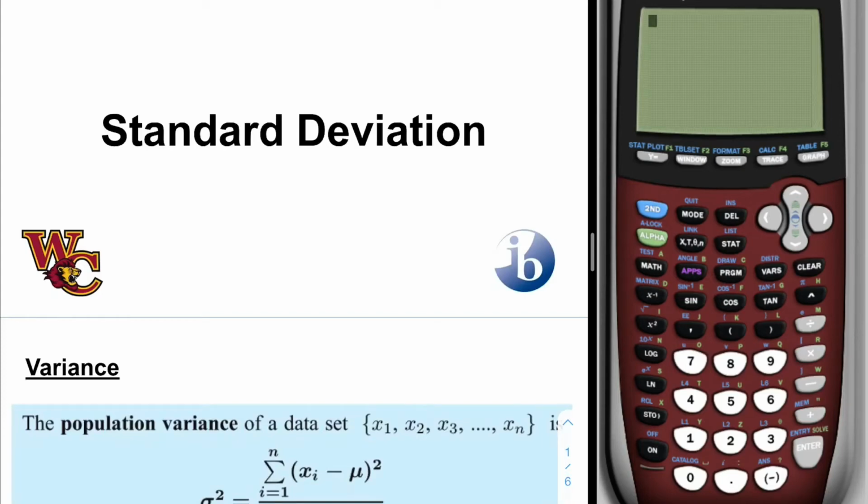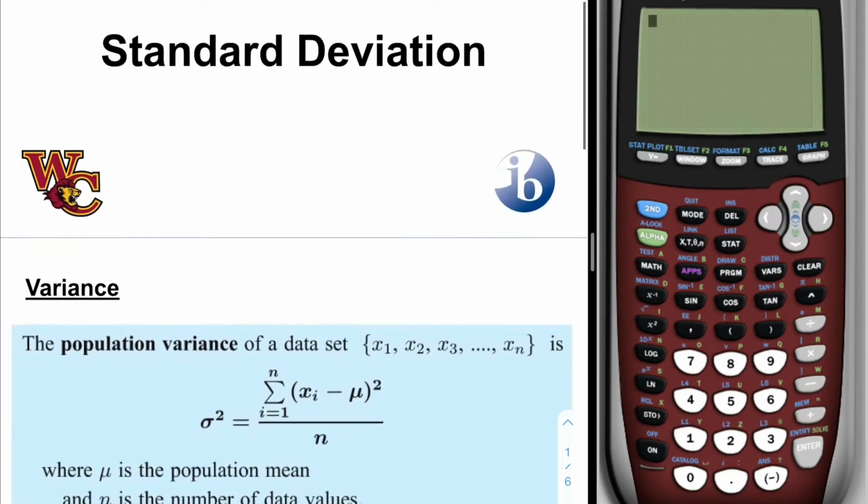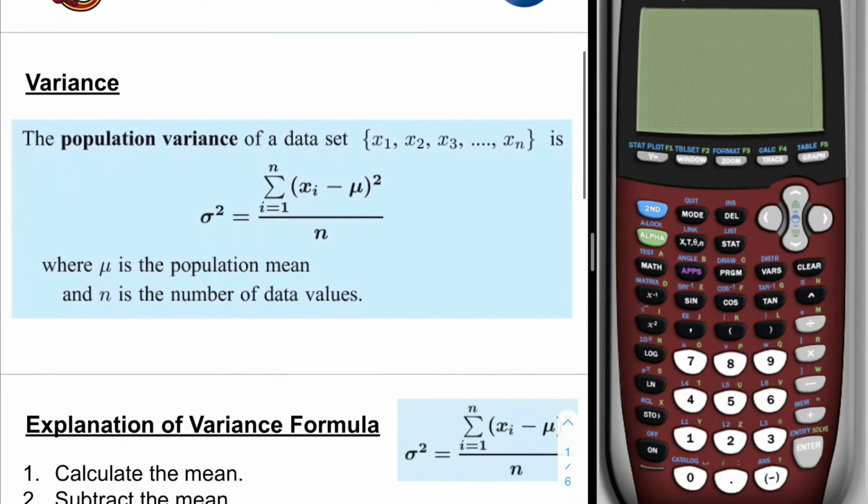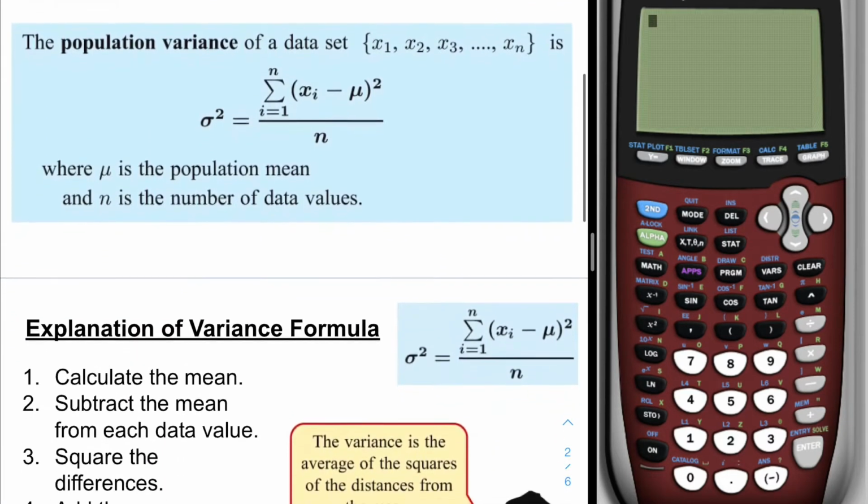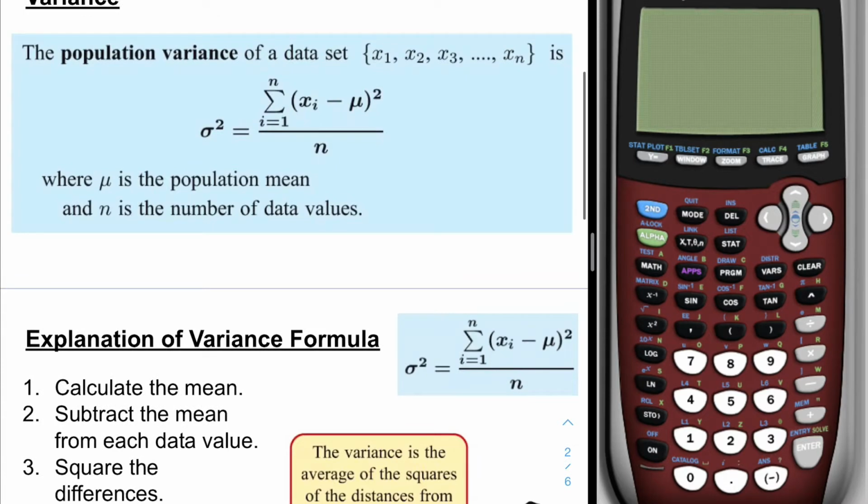Today we're going to talk about standard deviation. So the first thing that we want to understand is the word variance. Variance refers to taking the sum of the differences of your data set and the mean, and you're going to square them. So you're taking the sum of the squares of the differences, and then you're going to divide by the number of values that you have.